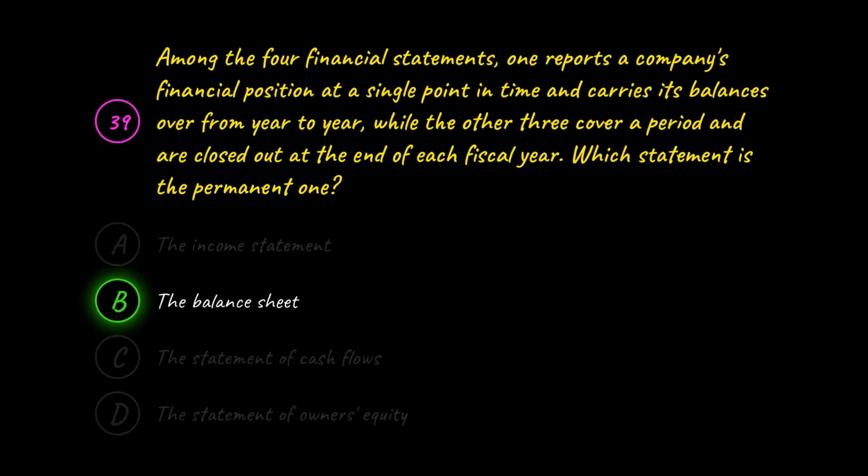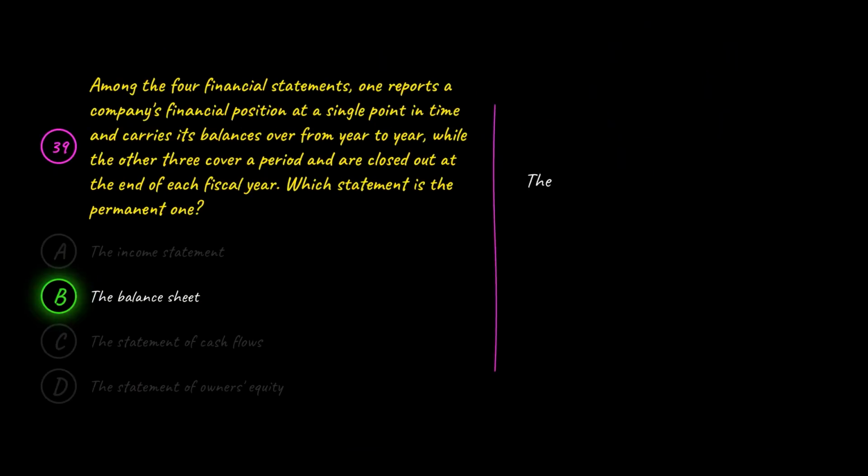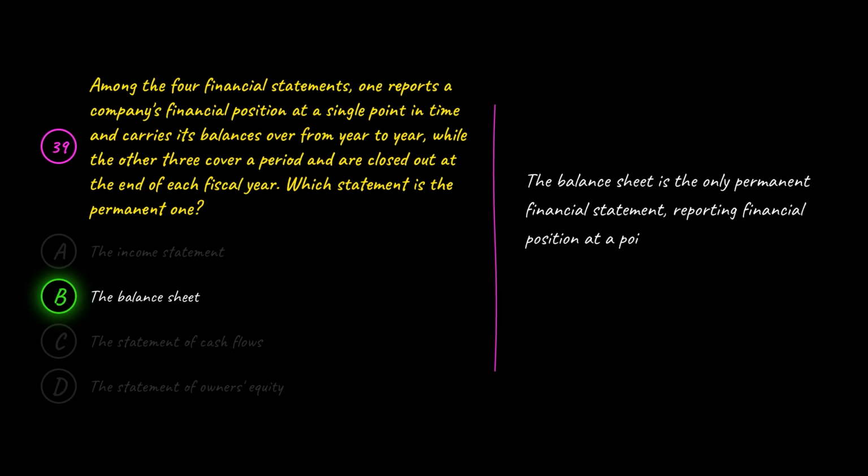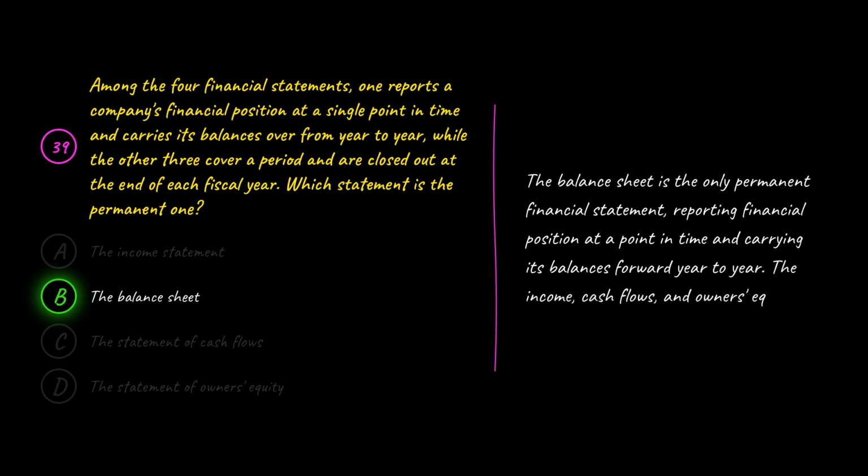The correct answer is B. The balance sheet. B is correct because the balance sheet is the only permanent financial statement, reporting financial position at a point in time and carrying its balances forward year to year. The income, cash flows, and owner's equity statements cover a period and are closed out annually.